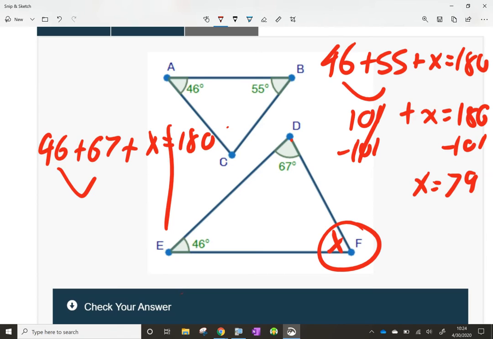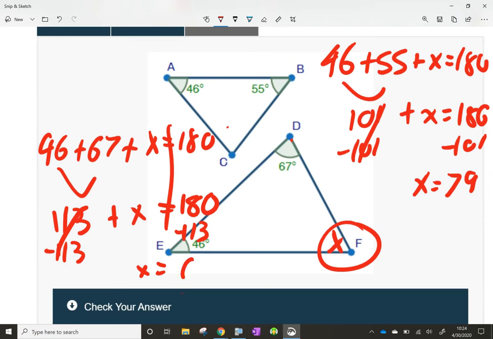46 plus 67 is what? 113, I think. And then if you subtract 113 from both sides, you end up with x equal to 67, I believe. But at the same time, 67 is not a match for any of these triangles over here or any of those angles over there.